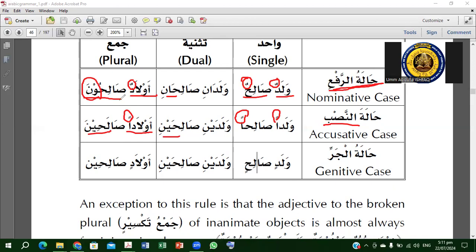Halat rafa, una sound. Halat nasab, ina sound. And halat jar is also ina sound. Here it is waladin salihin, but here it is waladin salihina, plural. It should be the same: halat rafa, nasab, jar. Okay.